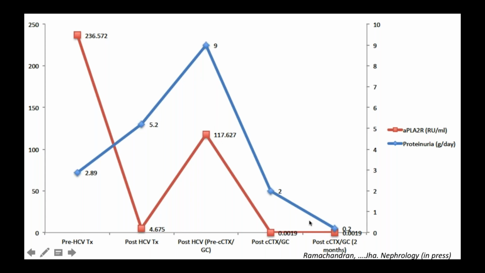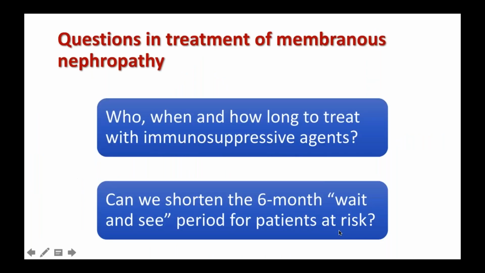Ramachandran treated this patient with the modified Ponticelli regimen. The patient responded, developed a decline in the antibody titers, and the proteinuria became 0.2 grams, which means the patient entered a complete remission. So this is something which is an important lesson.